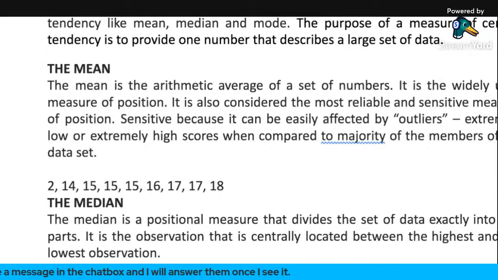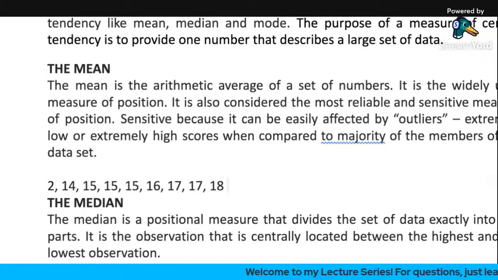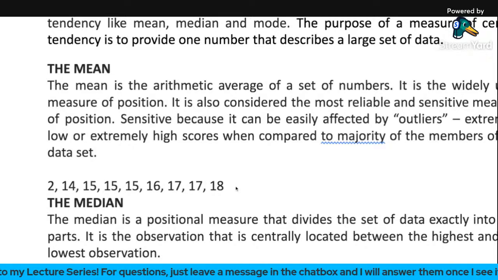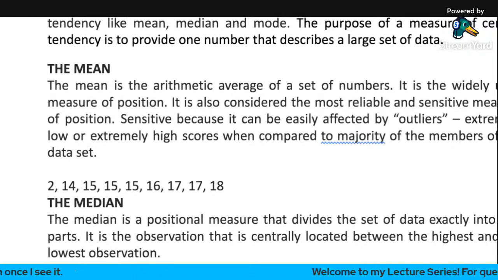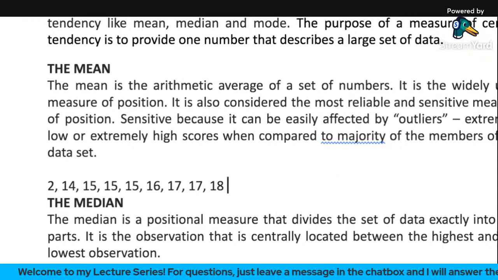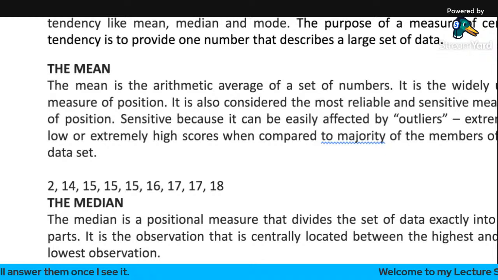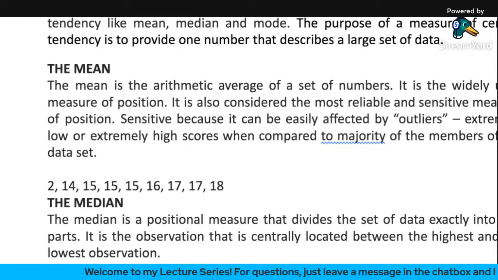Let's just have one, which is 2. Okay? Now, if you're going to compute for the mean, guys, you just get the average of the whole data set. So you add them, divided by the number of cases. I just want to show you how extreme scores can affect the mean of a data set. So if you're going to compute that, anong average niyan? Will you try, guys, to compute if you have your calculators with you? So what's the average of this data set? 2, 14, 15, 15, 15, 16, 17, 17, and 18.